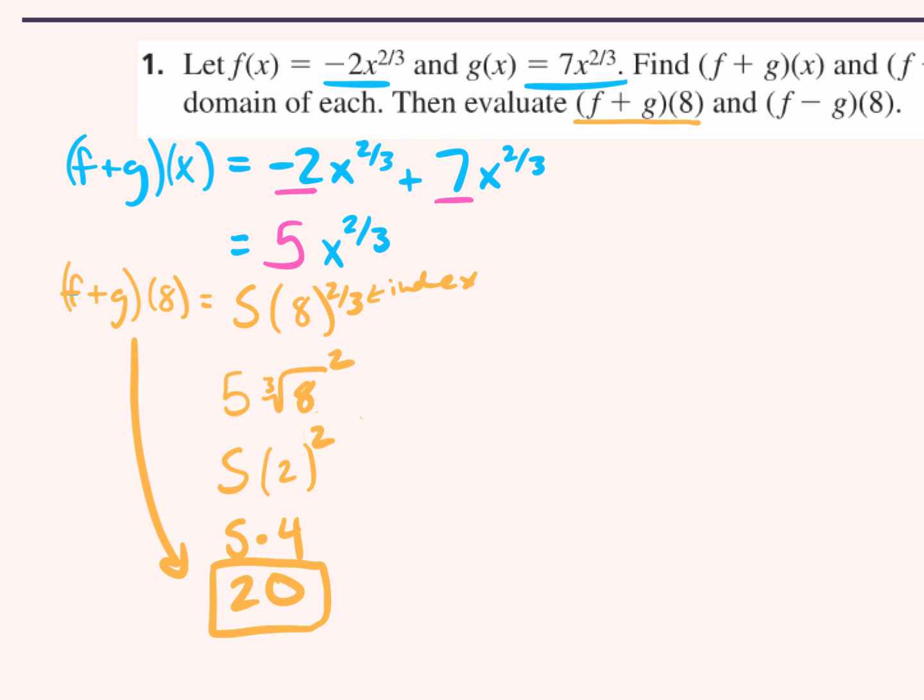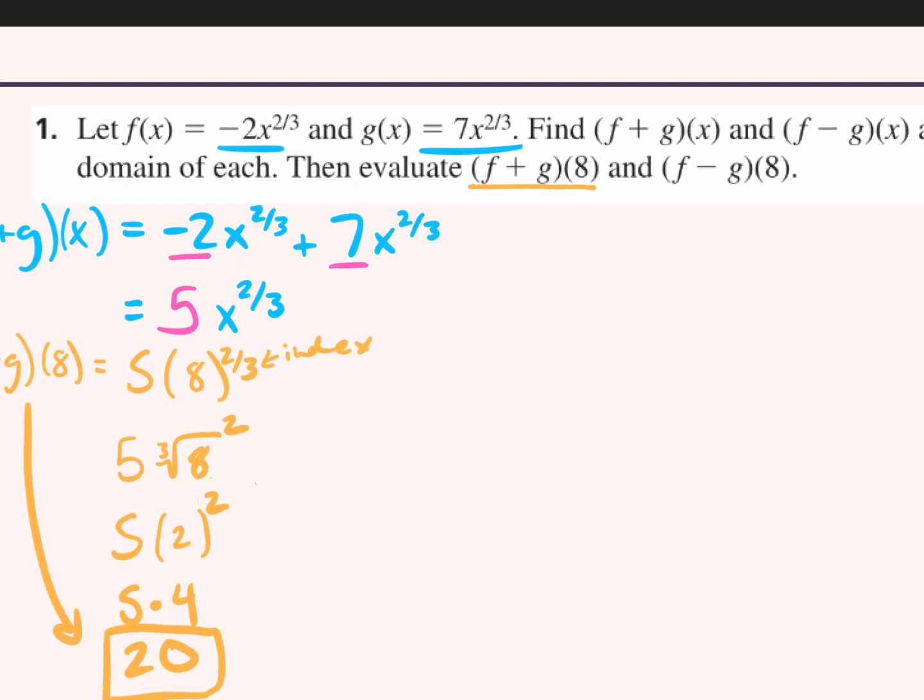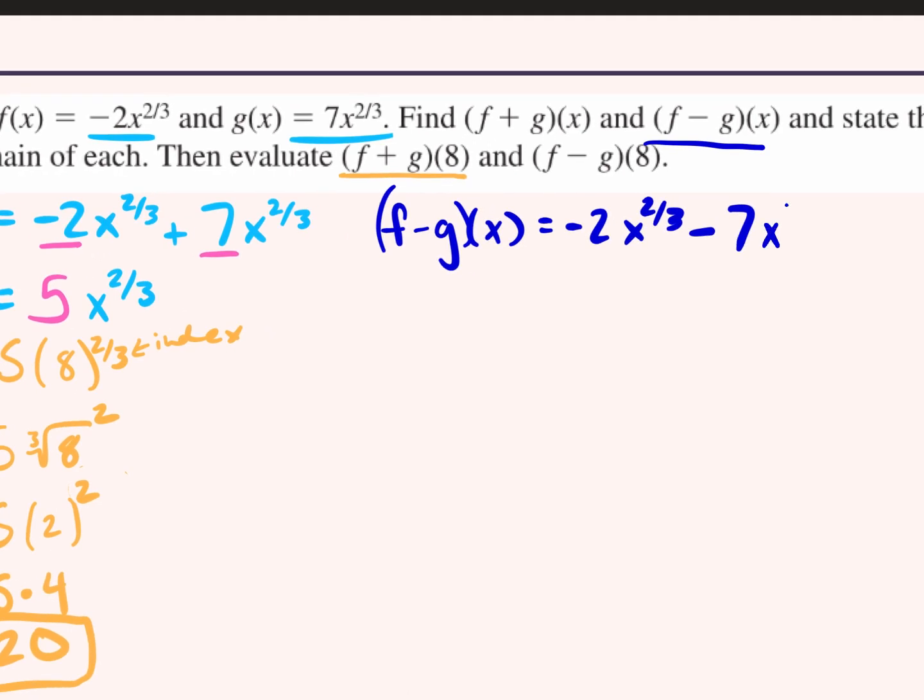All right, let's subtract them now. So I'm going to find f minus g of x. So I have negative 2x to the 2/3 power minus 7x to the 2/3 power. What do I get when I subtract them? Negative 9x to the 2/3 power. Perfect.